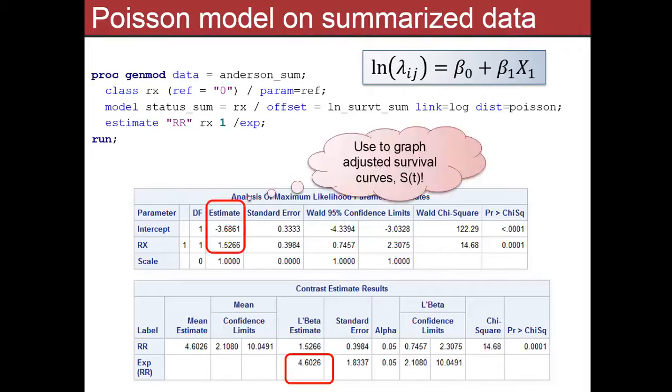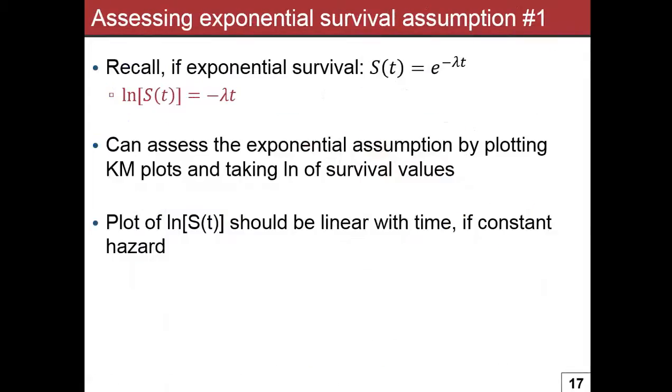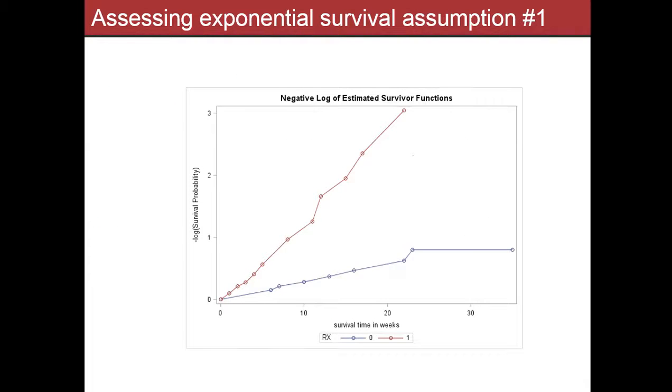Here we go. What's cool about this is we have some interesting pieces of information. We have the estimates of the intercept, and the estimate of beta 1, the slope parameter for treatment. We can use these to graph the survival function as well. We'll talk about that. I think it's coming up. There it is. It's exciting.